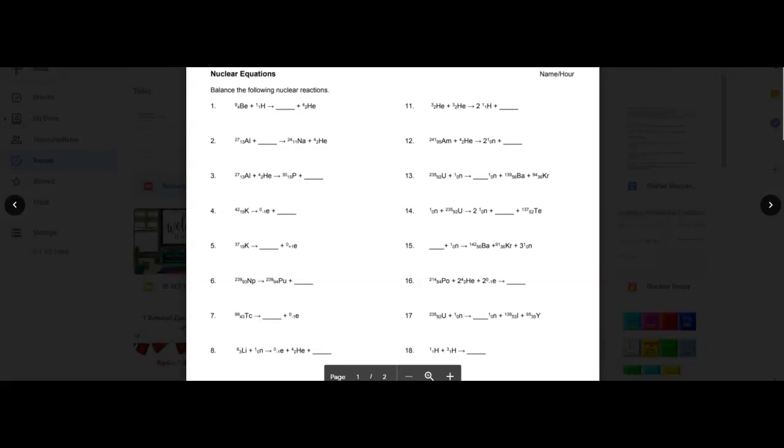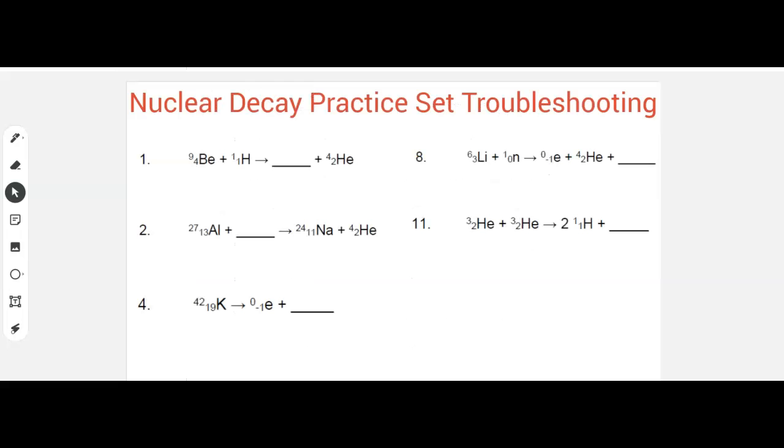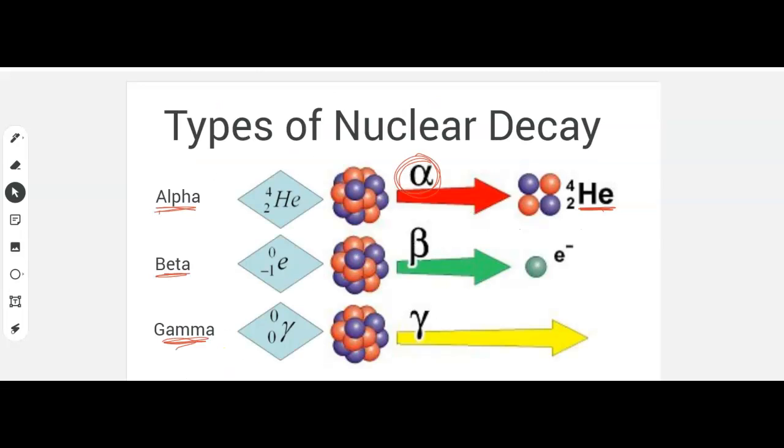So let's go through some of the examples for some of the problems that students find maybe a little bit more challenging. Hopefully you remember from your previous lesson that the three common types of nuclear decay that we look at are the alpha decay, which is a helium nucleus, the beta decay, which is essentially an electron, and gamma radiation, which has zero mass and zero charge.